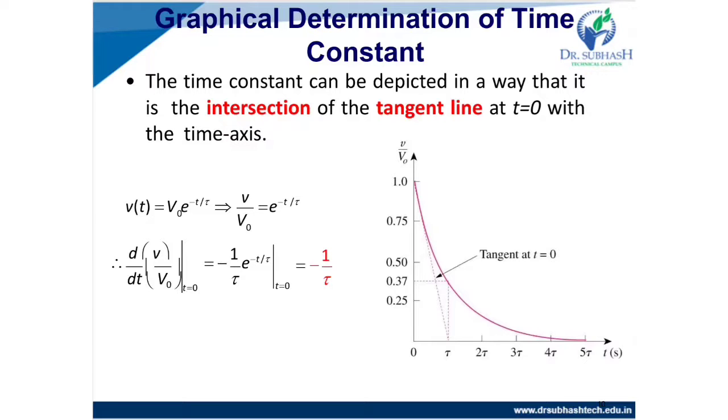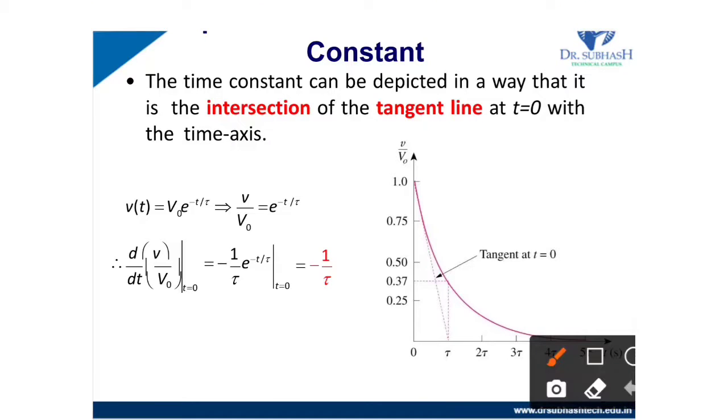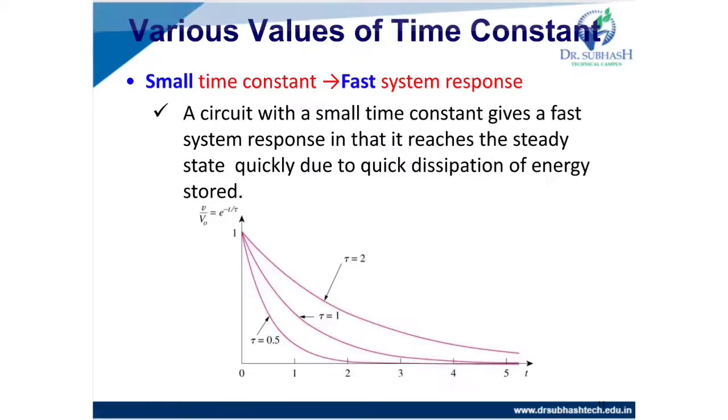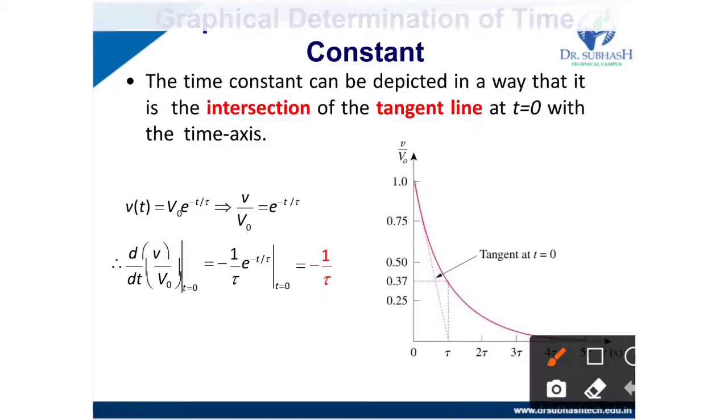The time constant can be found in a way that it is the intersection of the tangent line at t equal to 0 with the time axis. So we have different values here. It is v by v0, and this is the time constant value. For this particular point, we will put the t value and also the v by v0 value.